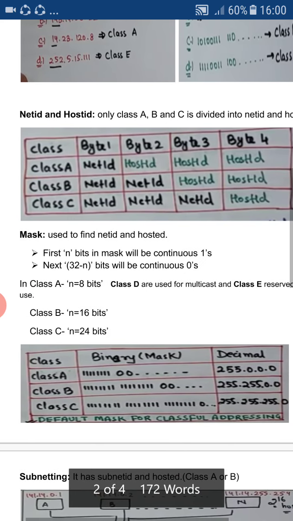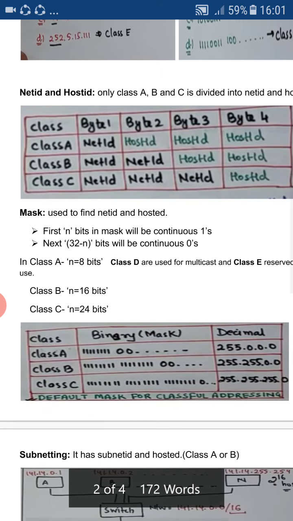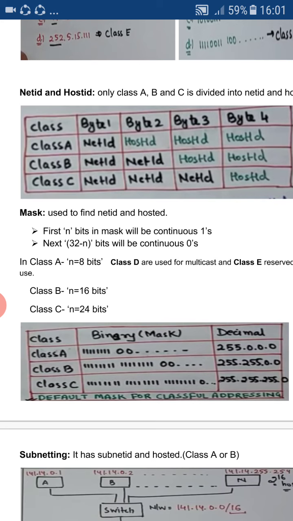Then we have the next term, mask. Mask is used to calculate net ID and host ID. Mask is of 32-bit length. First n bits in the mask will be continuous 1, then the remaining, that is 32 minus n bits, will be continuous 0. When you consider class A, then n value will be equal to 8 bits. So n value is always equal to the bits of net ID. Then for class B, n value is 16. For class C, n value is 24.